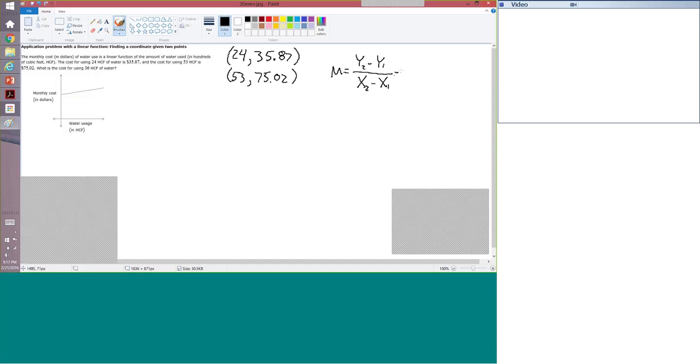So we can use the points 75.02 minus 35.87 divided by, since I used 75.02 first, I need to use the x that goes with that one first and say 53 minus 24.